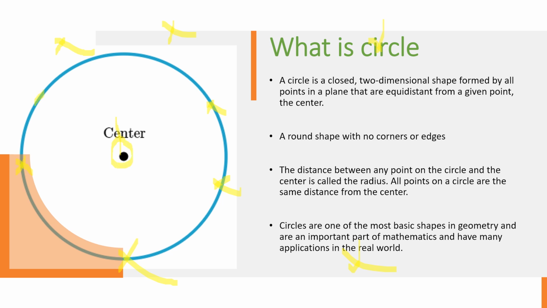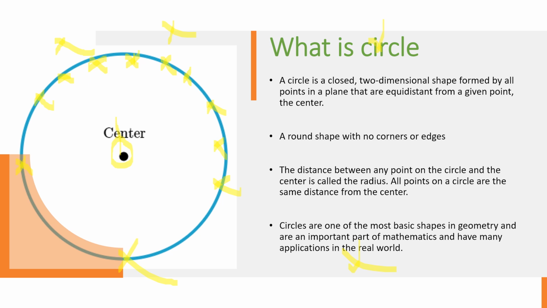Let's measure a distance from this point and mark all the points in the plane which are at an equal distance. Now join all these points which are equidistant from the center. That makes a circle. Okay, that's one of the definitions.